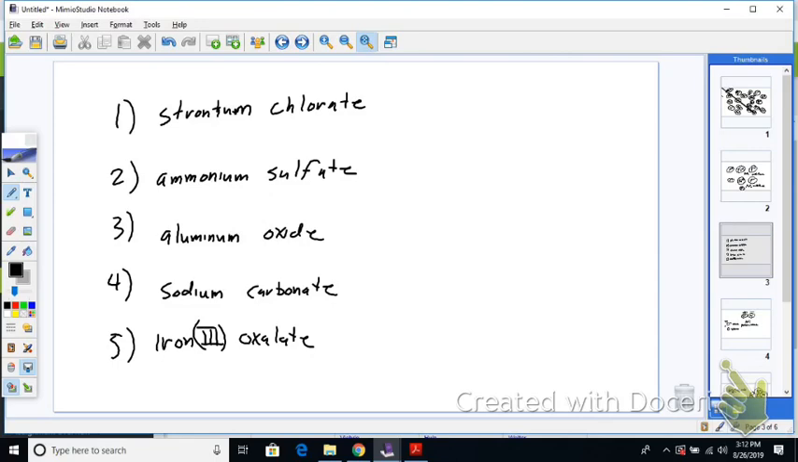So on each one of these, you're going to write the symbols for the monoatomic ion or the polyatomic ion, and then you have to make sure that your subscripts represent how many you have of each one in order to get that charge to balance, like we did on our previous examples.